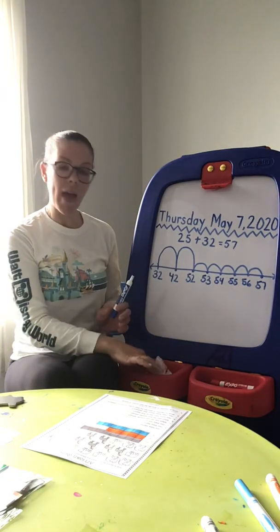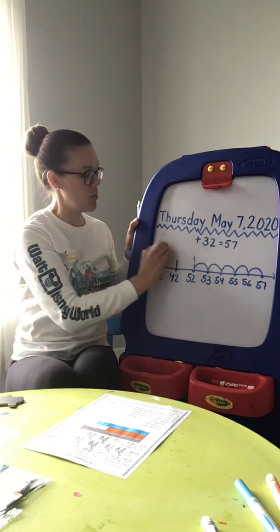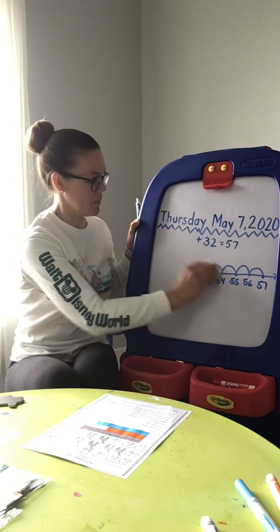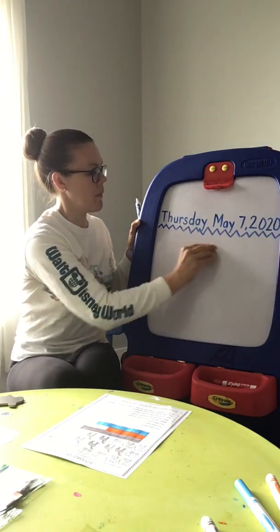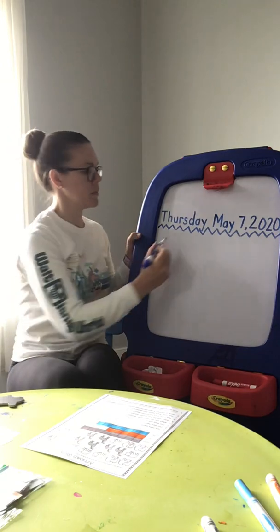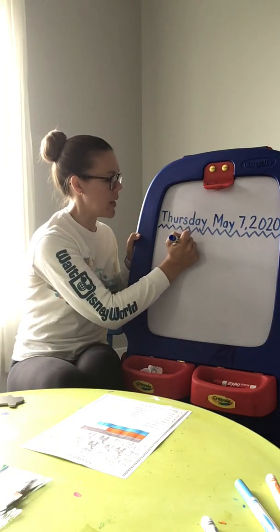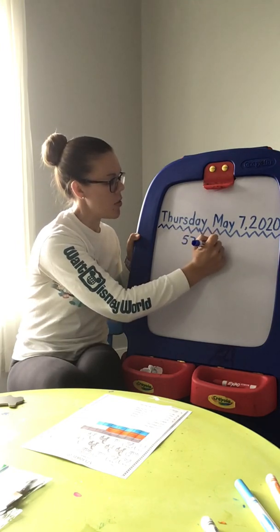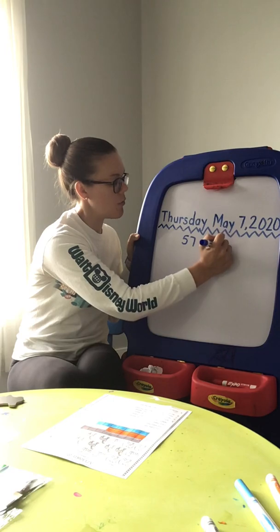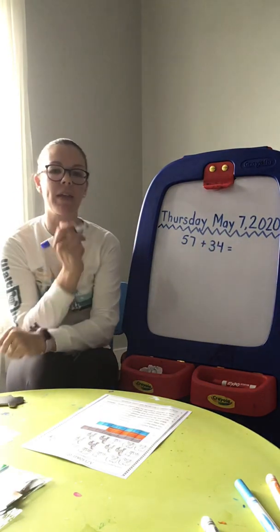So go ahead and pause the video, grab a whiteboard or a piece of paper, and let's do one more together. All right, let's say I have 57 plus 34. All right, here's our equation.